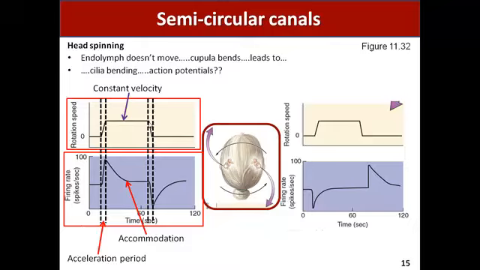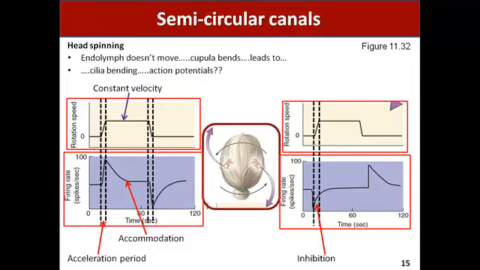So we see another acceleration period in the opposite direction. Basically the person is slowed down to the point where they stop spinning. Because the acceleration is detected in the opposite direction, that results in a hyperpolarization of those neurons, and the action potential firing rate drops as close to zero as you can get, and then it will start to fire again to a tonic level. On the right hand side, we see the opposite effect.